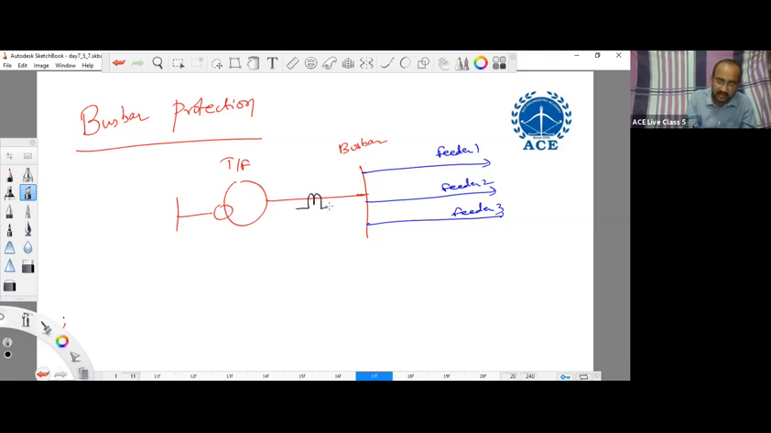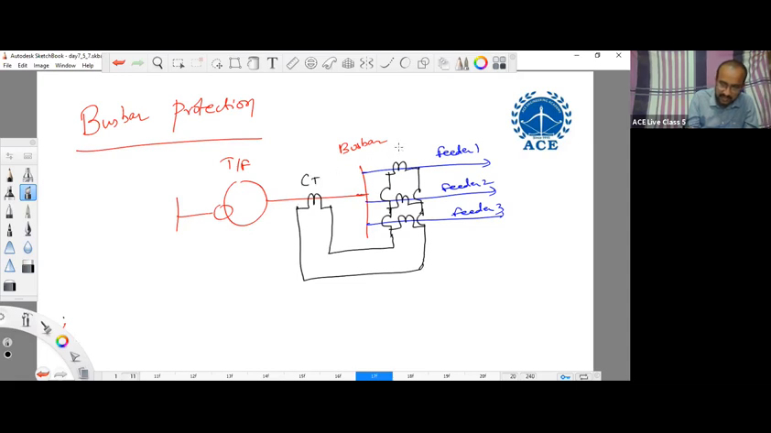Here we compare the transformer side current with the sum of the currents in the feeders. Whatever current is delivered by the transformer should equal the sum of the currents in the feeders. So this is the bus bar that is to be protected. Now when a short circuit fault takes place, what happens? During normal condition, the current in the transformer side CT and the sum of the currents in the CTs connected on the feeders will be the same. So there will be no current through the relay coil.